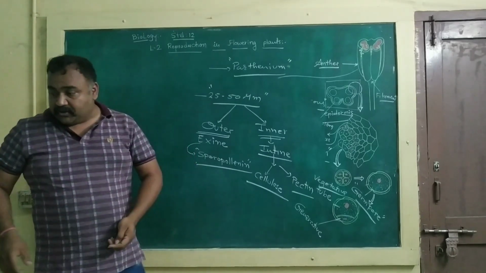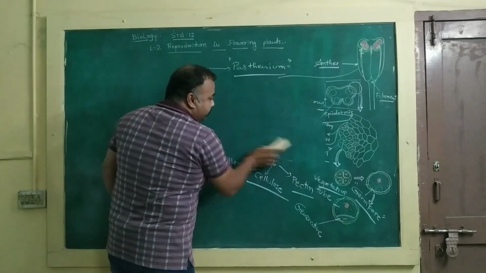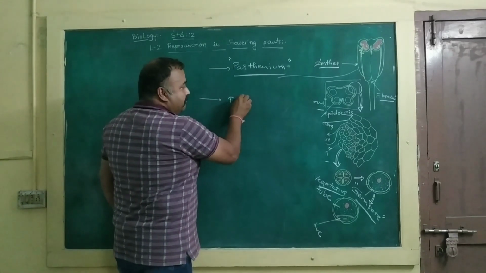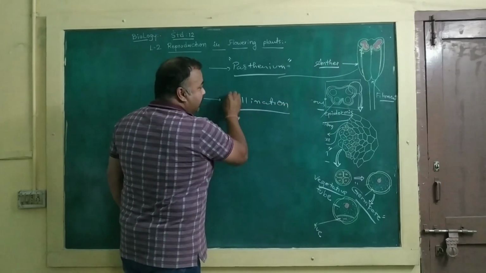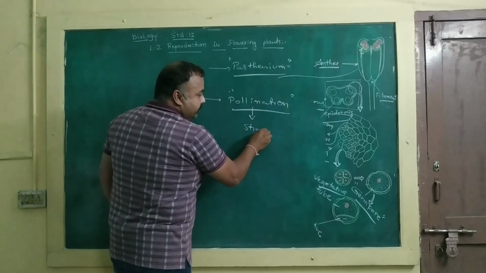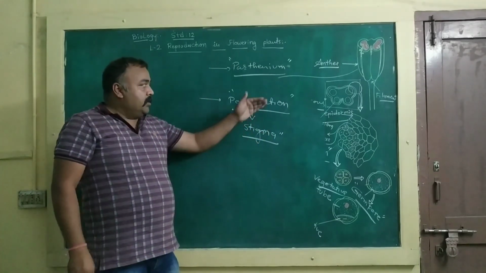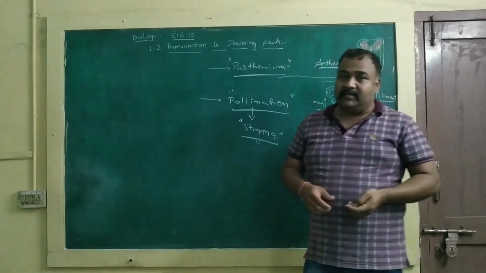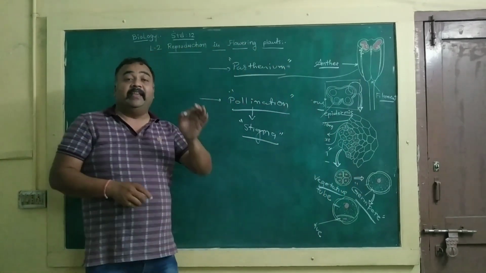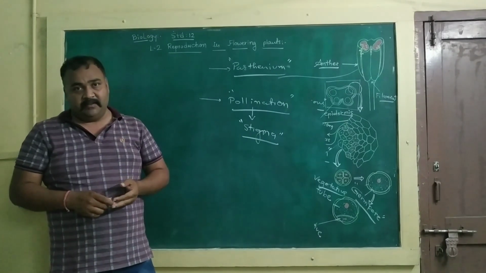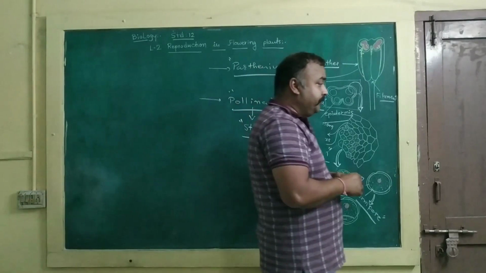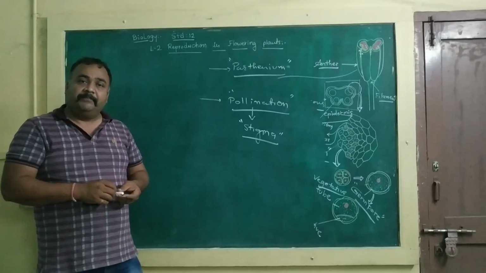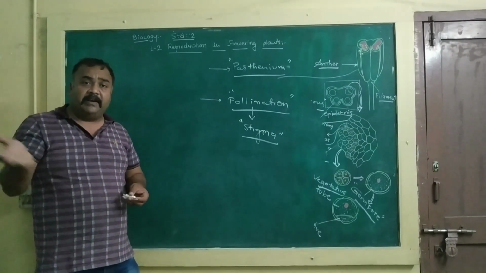Now, when we talk about the viability of pollen grain, that means when the pollen grains are produced and, by the process of pollination, reach the stigma, they must be viable, they must be living. And what is the viability period of a pollen grain? It varies from species to species. It depends upon moisture, and it depends upon biological or environmental factors.